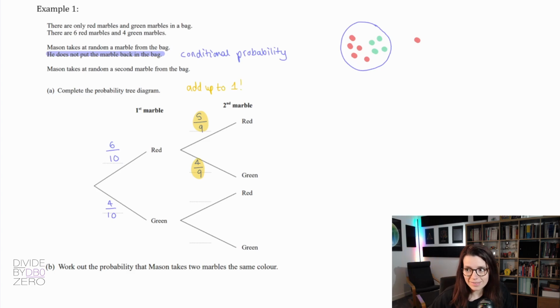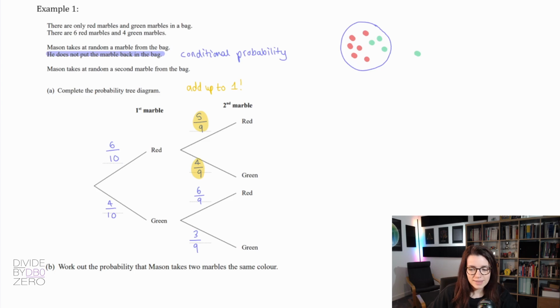Now let's think about the other scenario where he takes a green marble out first. For the second marble now, the probability of choosing a red is going to be 6 out of 9 because there are 6 red marbles to choose from and 9 in the bag. And the probability of selecting a green one for the second marble is going to be 3 out of 9. You don't have to draw a picture to help you. You could just think about that in your head. That's part A complete. We've now completed the probability tree diagram. So let's look at part B.